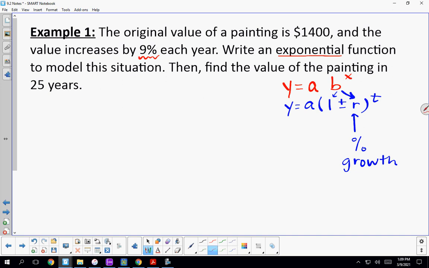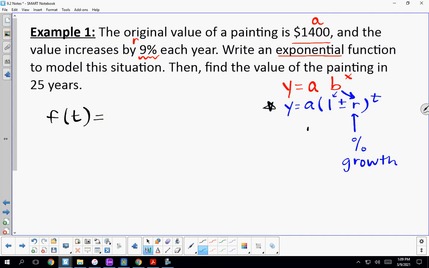Okay, so it says our original value is 1,400. This is going to be a because it's our initial value. And the value is increasing by 9%. This is going to be r because that's our growth rate. So if we fill this into our formula, I'm going to go ahead and use function notation. So I'm going to call this f of t.